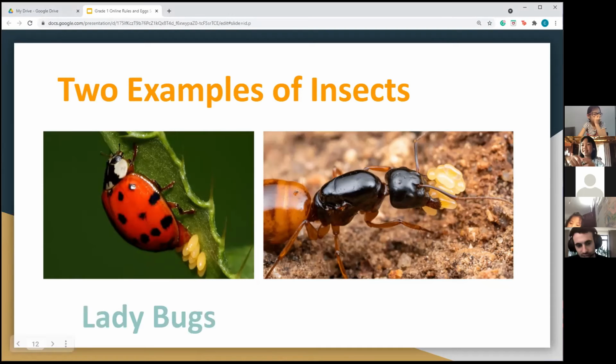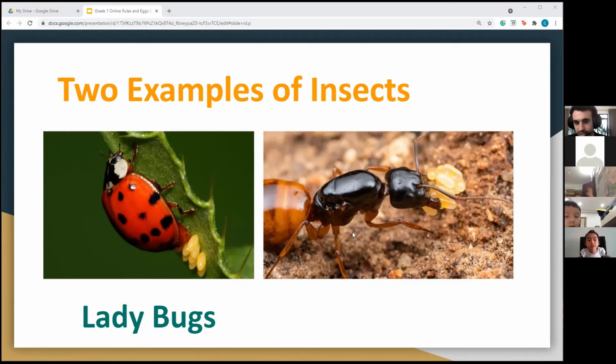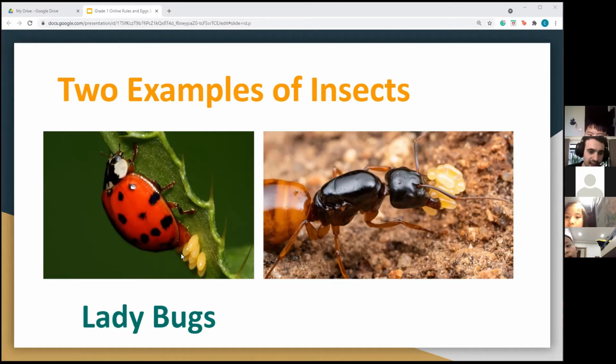It's a ladybug. A lot of people don't know this, but ladybugs are carnivorous. They only eat meat. They eat other insects. They do not eat plants. This ladybug is laying eggs. The eggs are super tiny.